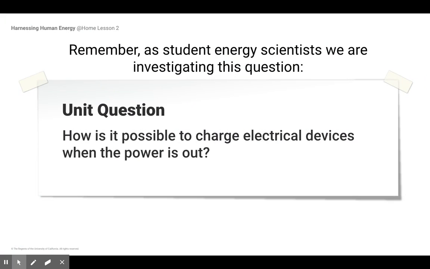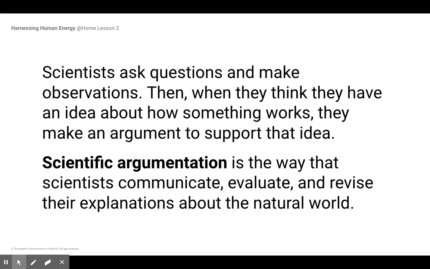Okay? So we are going to remember that as the student energy scientist, we are investigating this question. How is it possible to charge electrical devices when the power is out? Scientists ask questions to make observations. Then, when they have an idea about how something works, they make an argument to support that idea. Scientific argumentation is the way that scientists communicate, evaluate, and revise their explanations about the natural world.